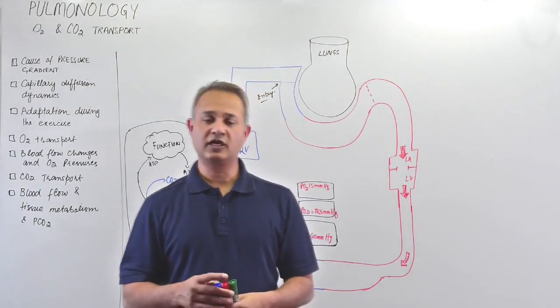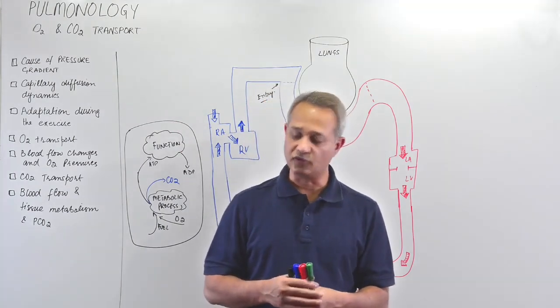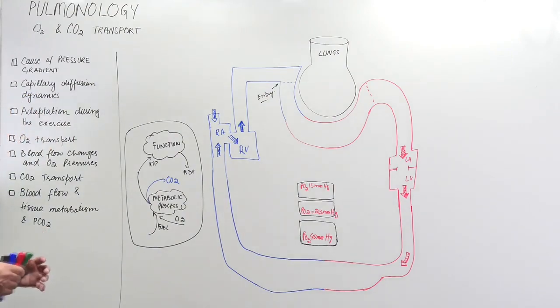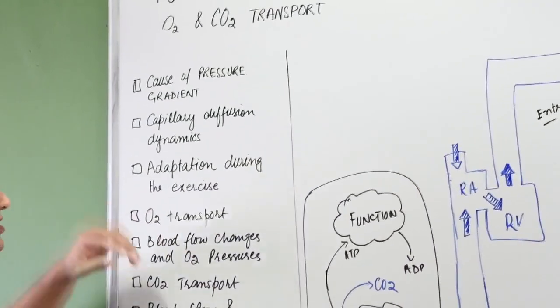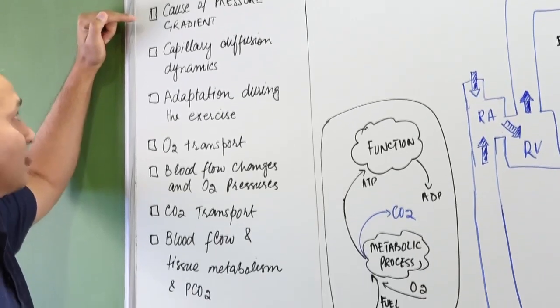Guys, this is Mubin. We are talking about pulmonology, and the lecture today is about oxygen and carbon dioxide transport. The topics that we'll cover are really related to the pressure gradients in the cardiovascular system and pulmonary system to move the gases to the tissue or away from the tissue.